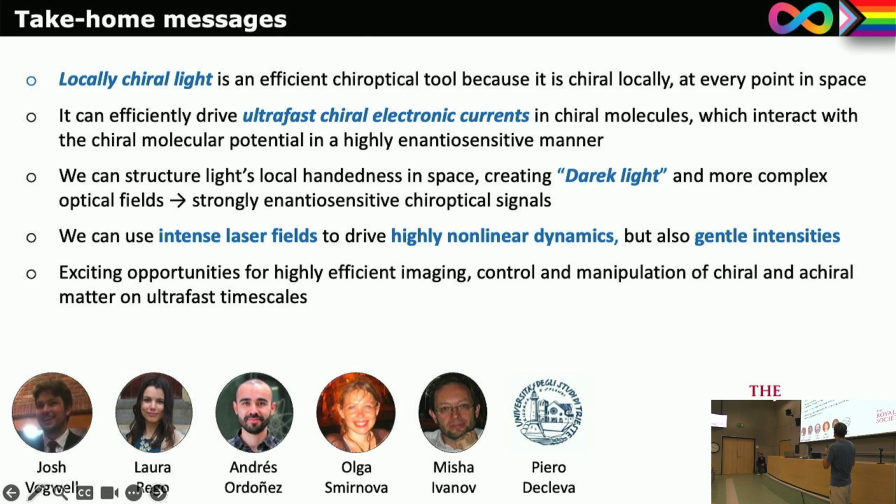Yes, locally chiral light, as Andres described, is highly efficient because it's chiral within the electric dipole approximation. We do not rely on magnetic interactions. We can drive ultrafast electronic currents in the molecules that interact with the molecular potential in a highly enantiosensitive way, and we can structure this in space. By controlling the beams that you use to create your light, you can structure it as you wish in space, and you can control whether you have strong emission everywhere or whether emission is sent preferentially, depending on the chirality, in one direction or the other.